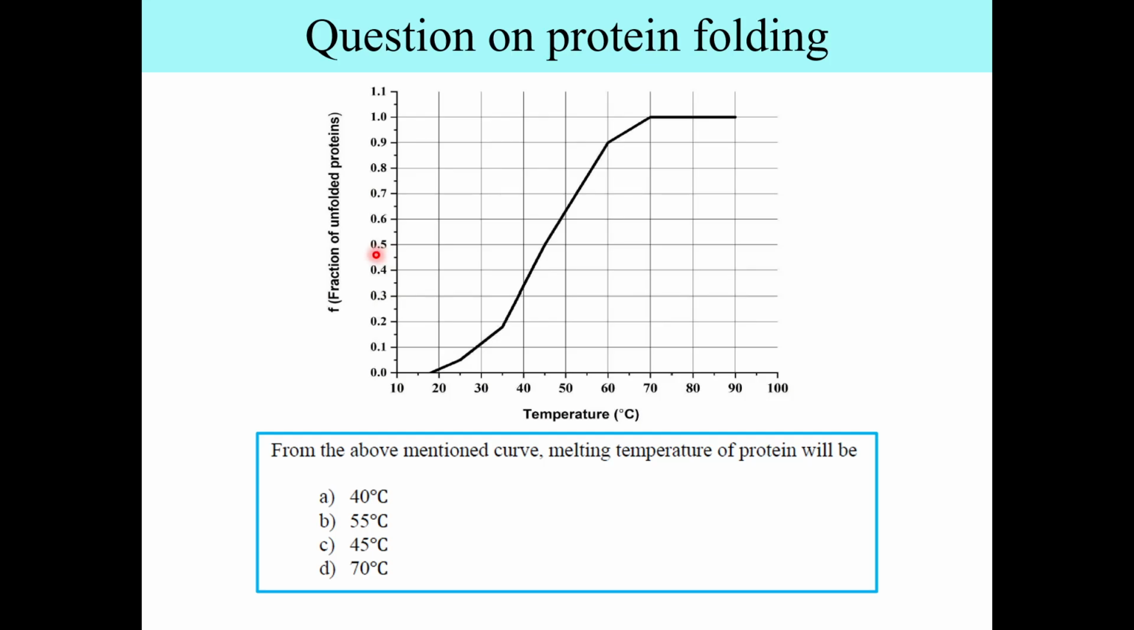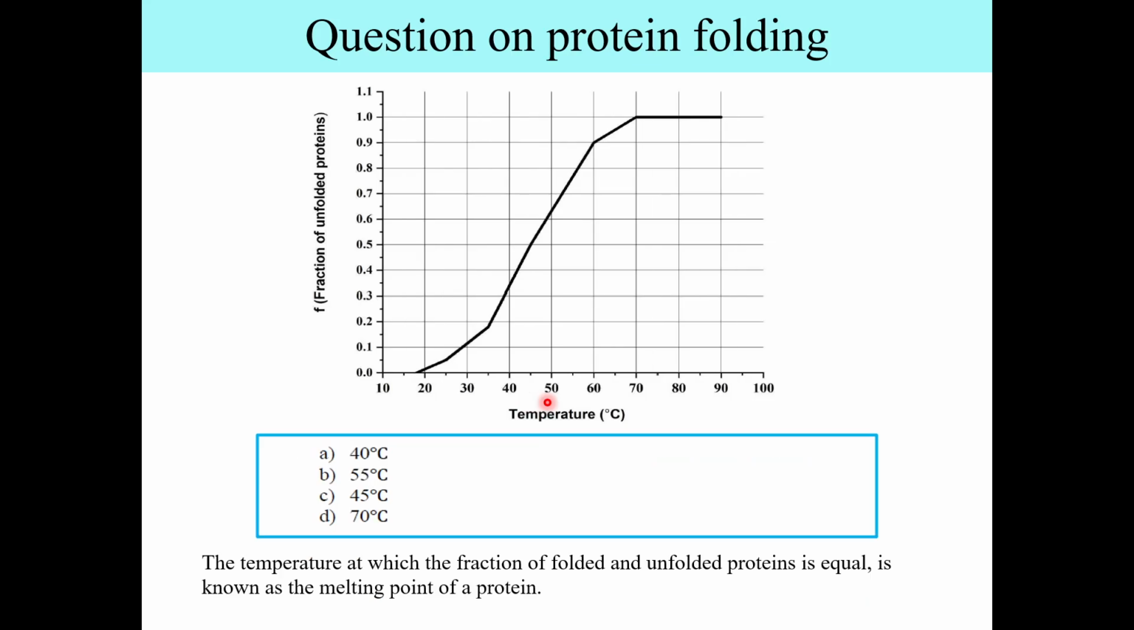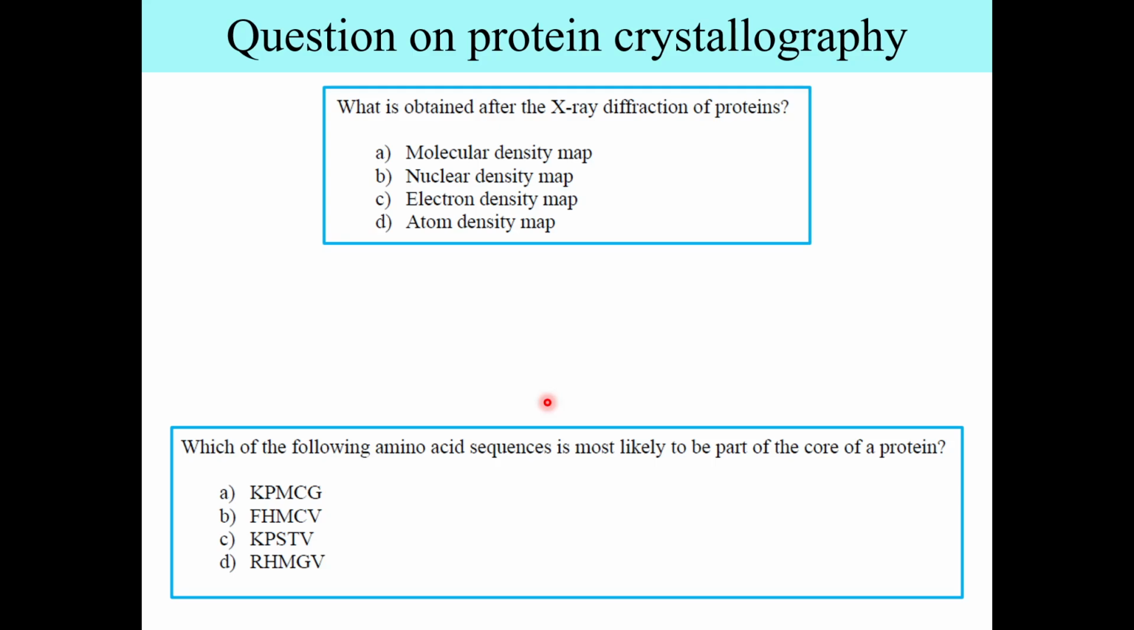0.5, that is 50% of the protein has been unfolded. So it is happening at a temperature of 45 degrees centigrade, right? So the temperature at which the fraction of the folded and unfolded proteins is equal is known as the melting temperature, and it is 45 degrees centigrade. Correct?